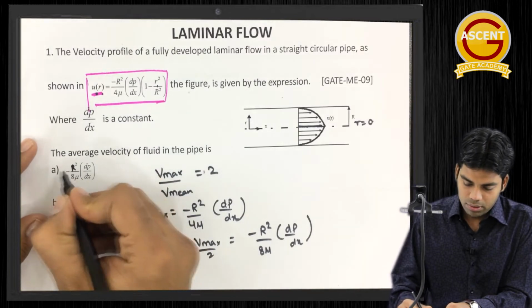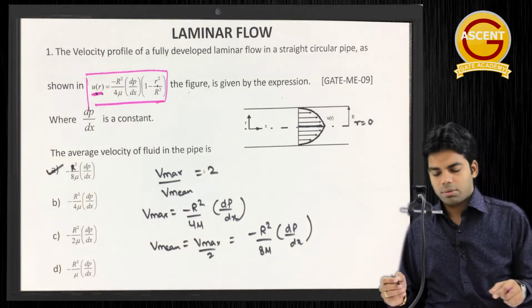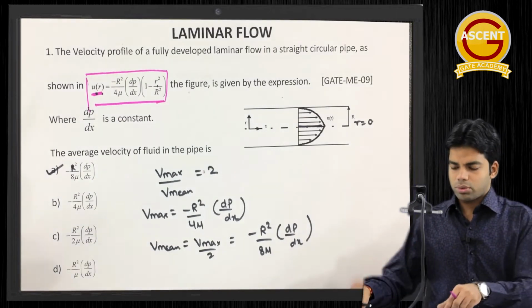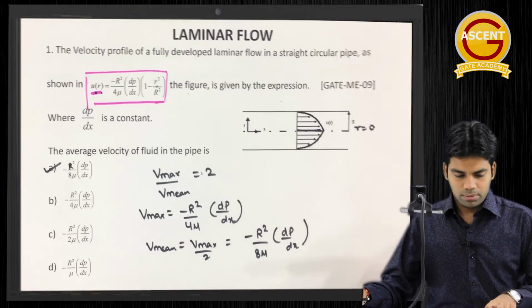This is capital R square. Answer should be A: minus r square by 8 mu into dp by dx. So hardly within 10 to 15 seconds you can solve such questions. Okay, next question.